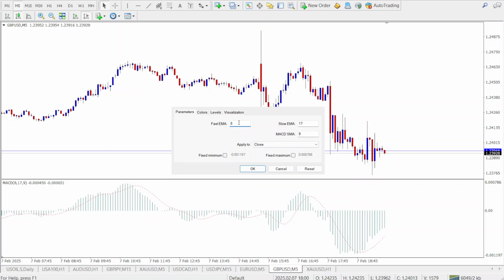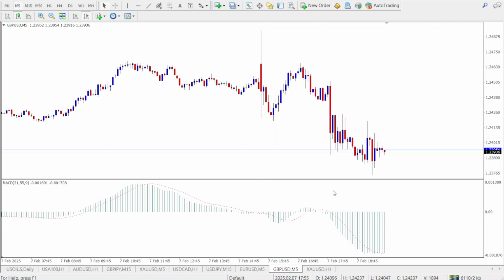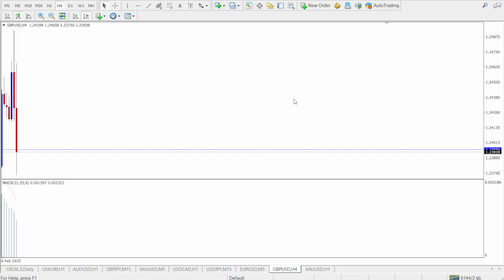But if you want a slower setting, you can use 21, 55, 9: 21 for the fast EMA, 55 for the slow EMA, and 9 for the MACD SMA. These settings filter out noise, as you can see how it's smoothing out the MACD. This setting is better for bigger trends.